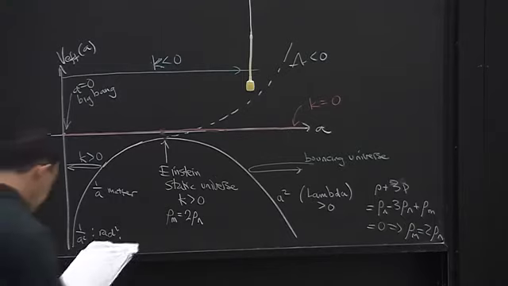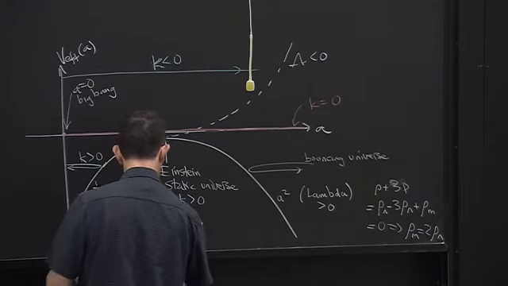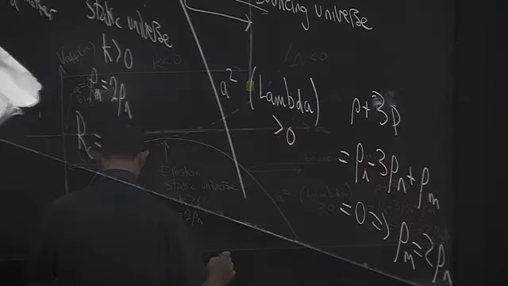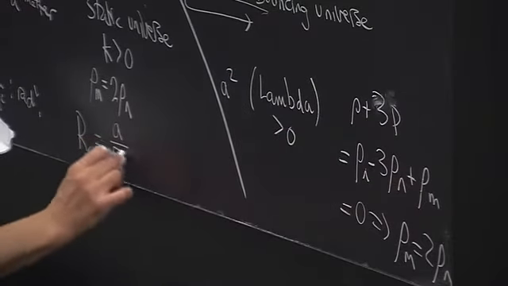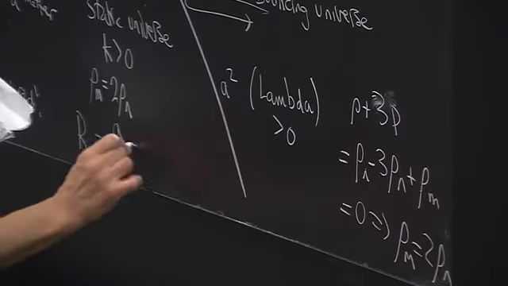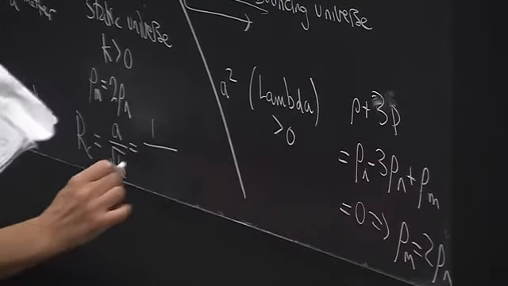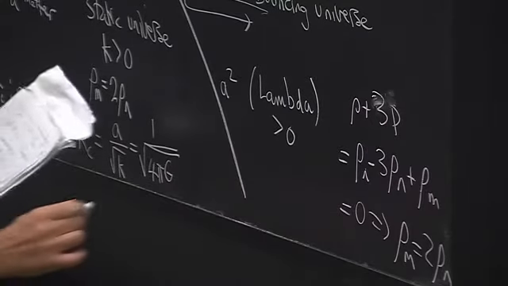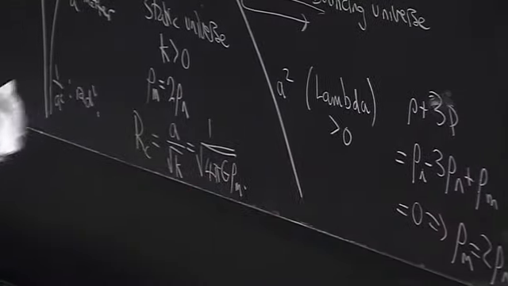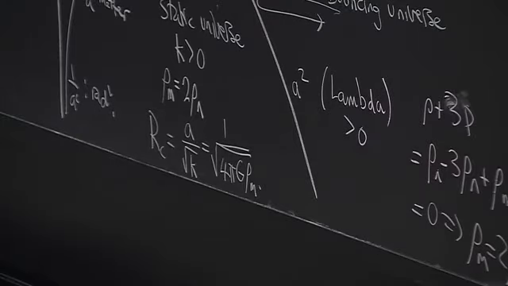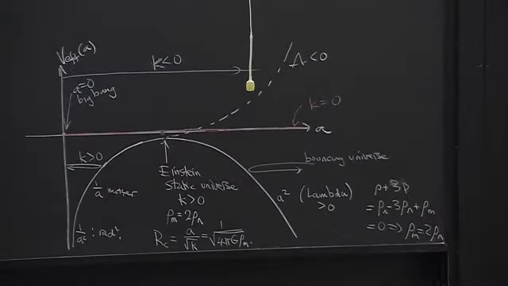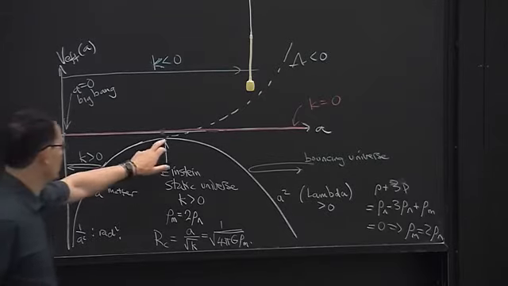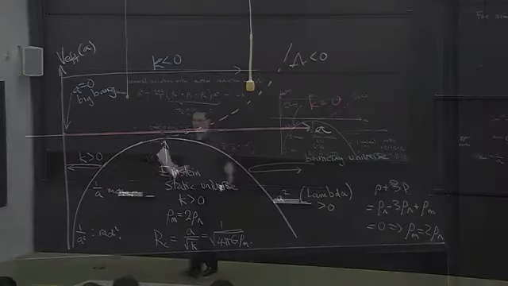And furthermore, you can easily tell that the radius of curvature, which is a over the square root of k, is equal to 1 over the square root of 4 pi g rho matter. Okay, so the static universe exists where the matter is pulling it in, the lambda is pushing it out. It's very delicately balanced at a particular size.